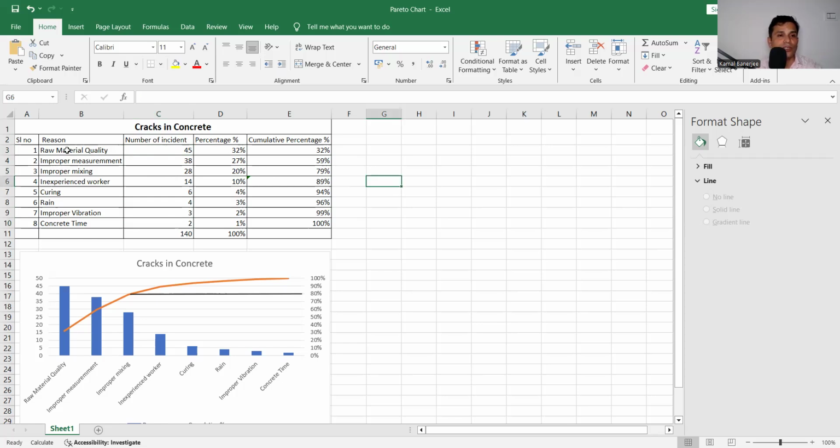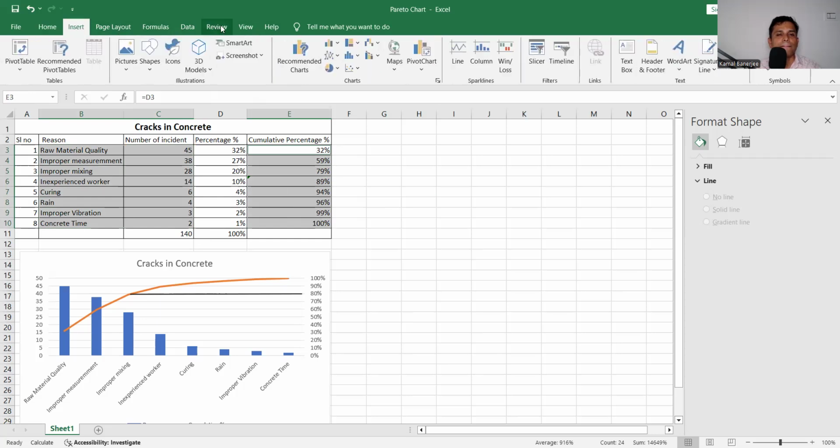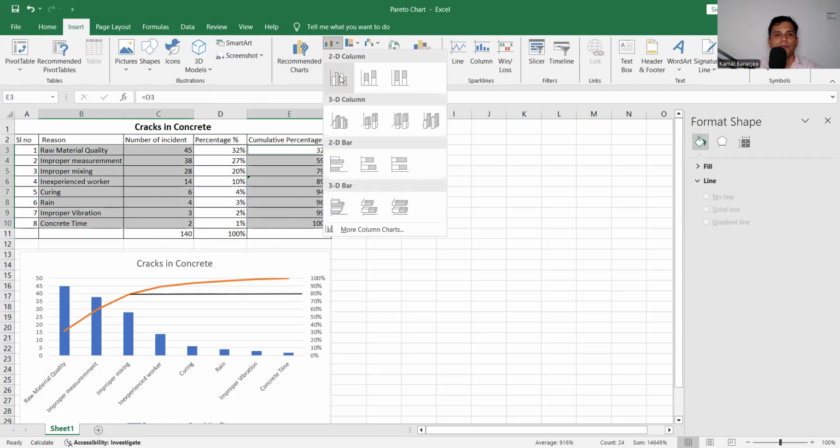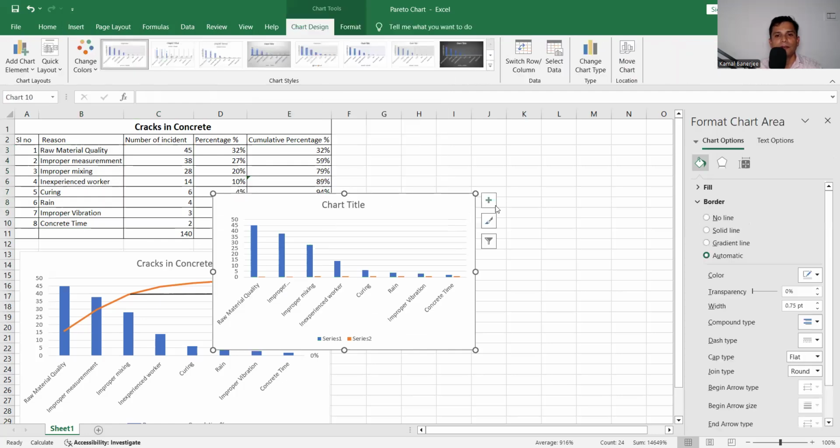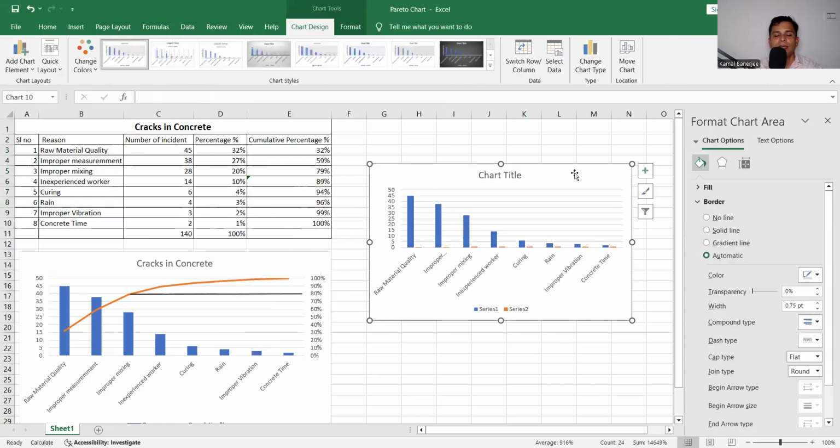First, we need to select these three columns: one is possible reason, number of incident, and then cumulative percentage. These three columns we need to select. First these three, and now we have to insert one bar chart. Okay. Now here you can see there is this series one.